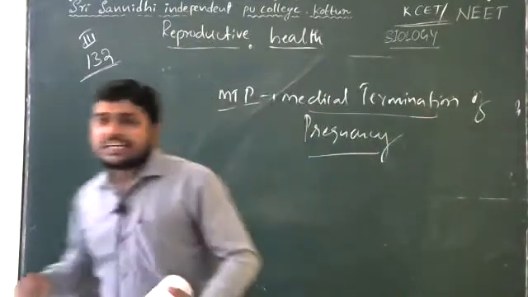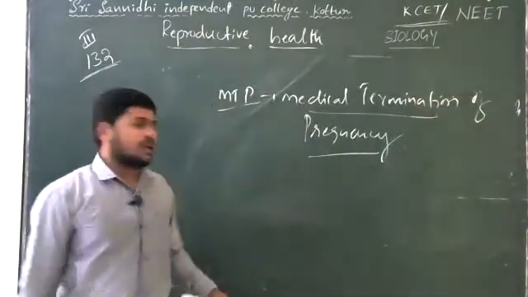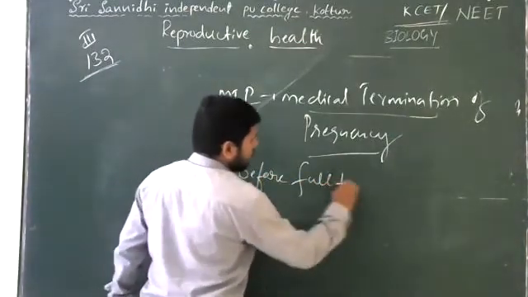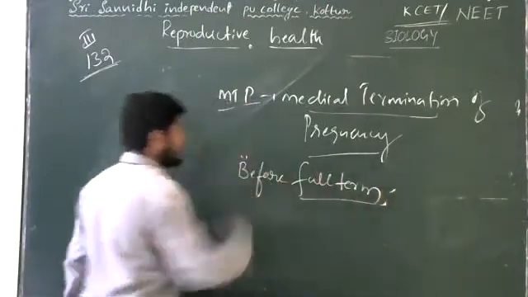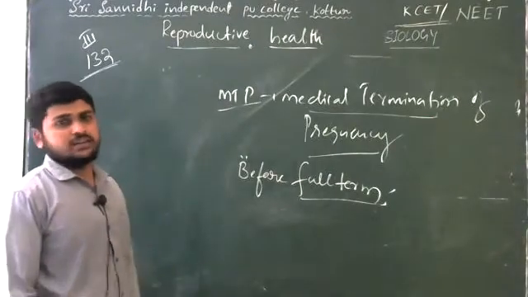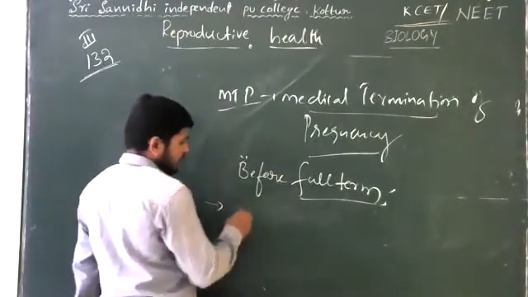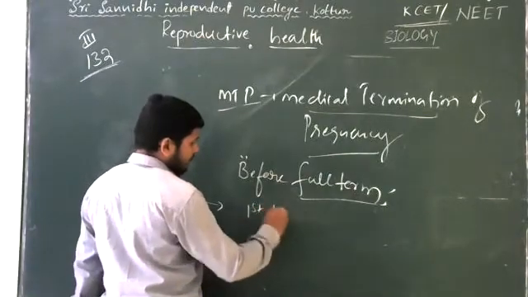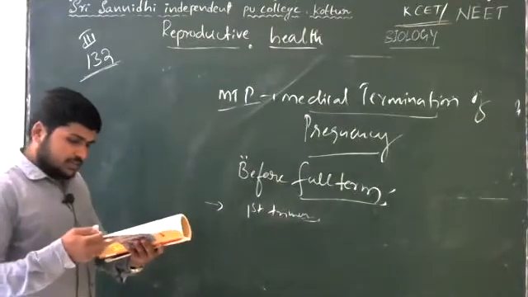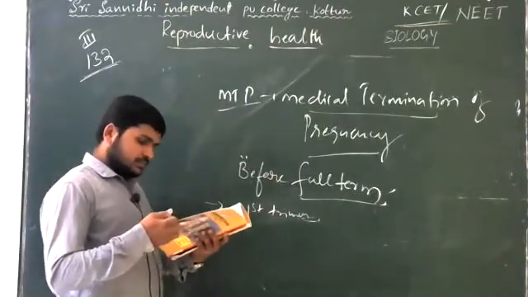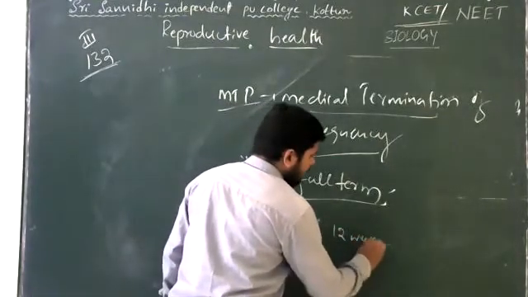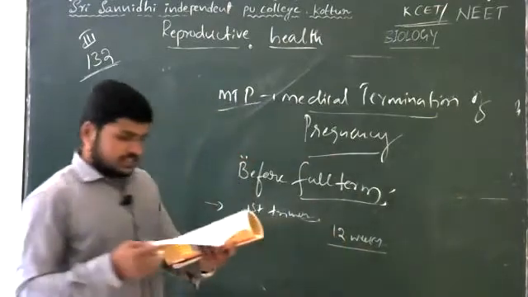What do you mean by medical termination of pregnancy? Voluntary termination of pregnancy before full term. That means before completion of the gestation period. So the safer period is the first trimester, right? First trimester means 12 weeks. 12 weeks is safer.